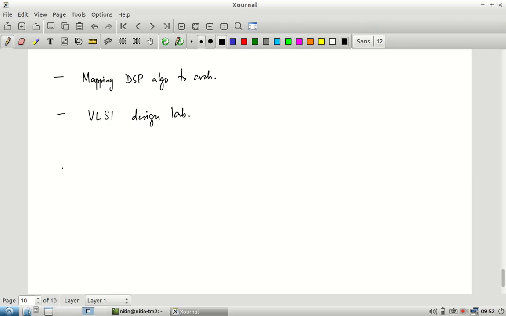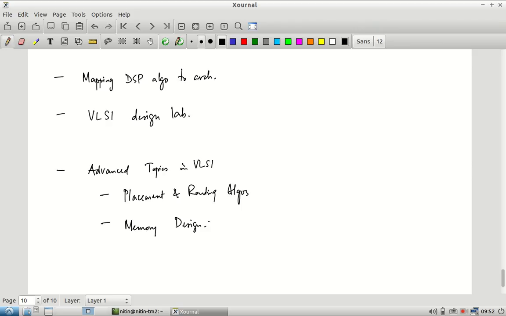Okay, the third course is on advanced topics in VLSI. This is a slightly more advanced course which covers primarily two topics. One segment will be on placement and routing algorithms. And another part will be on memory design. Okay, both of these segments will be taught primarily by people from industry, with a lot of industry experience, right? In fact, the placement and routing algorithms will be taught by Sridhar Rangarajan from IBM.